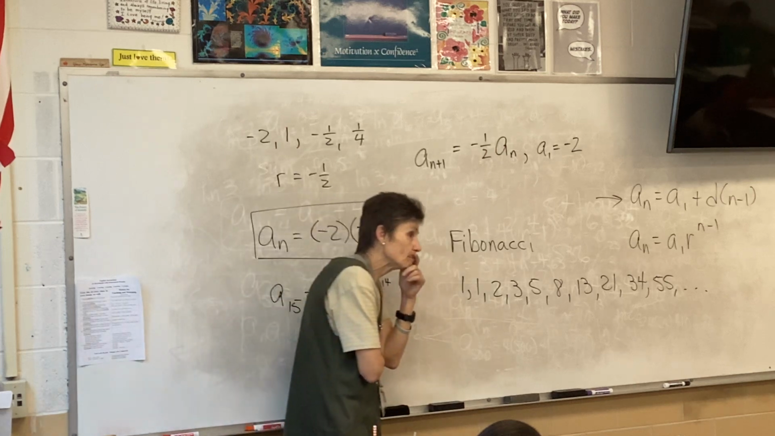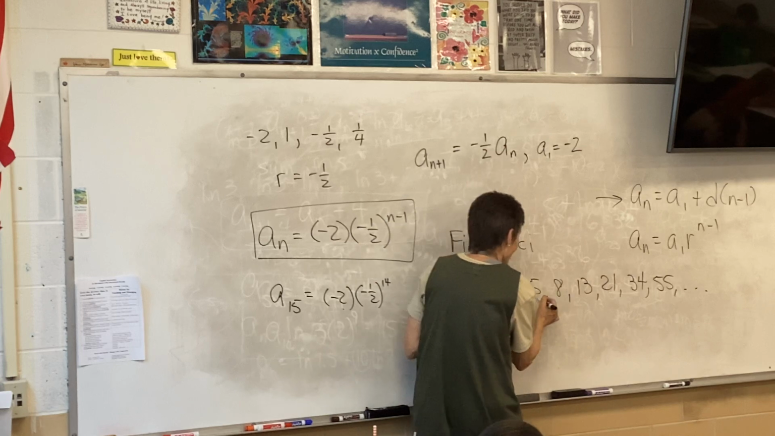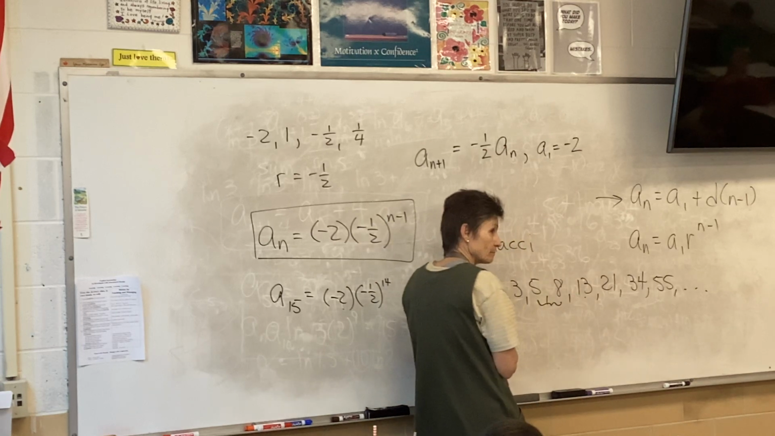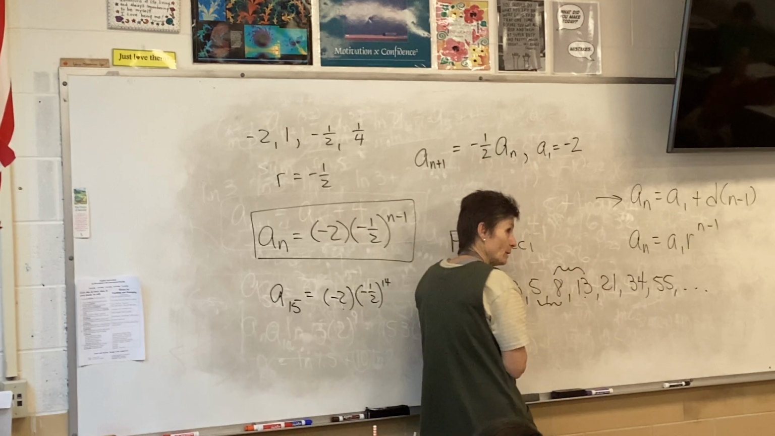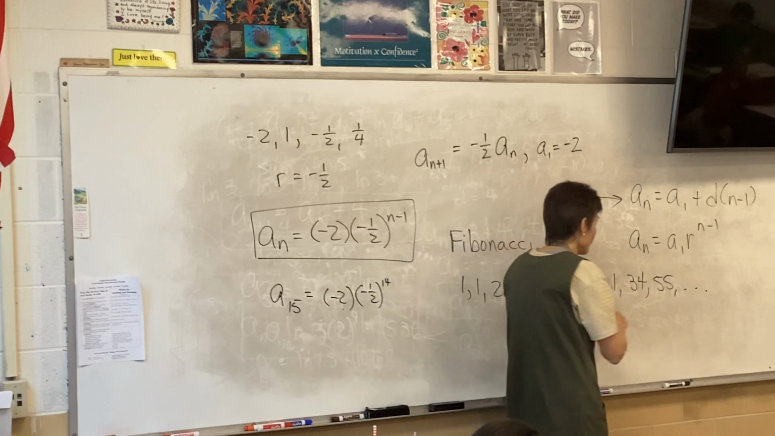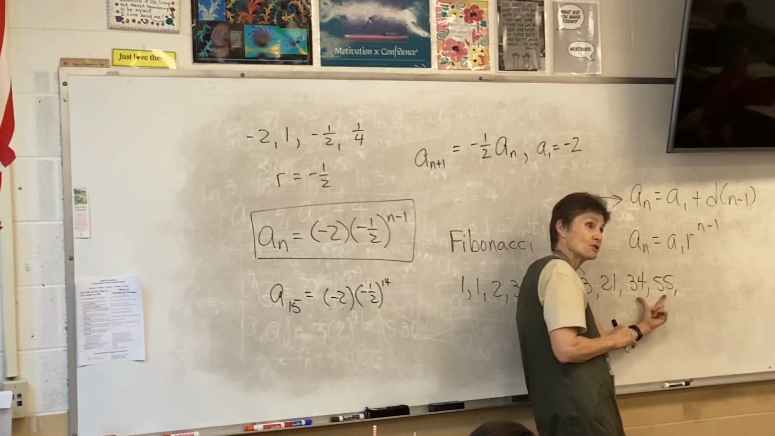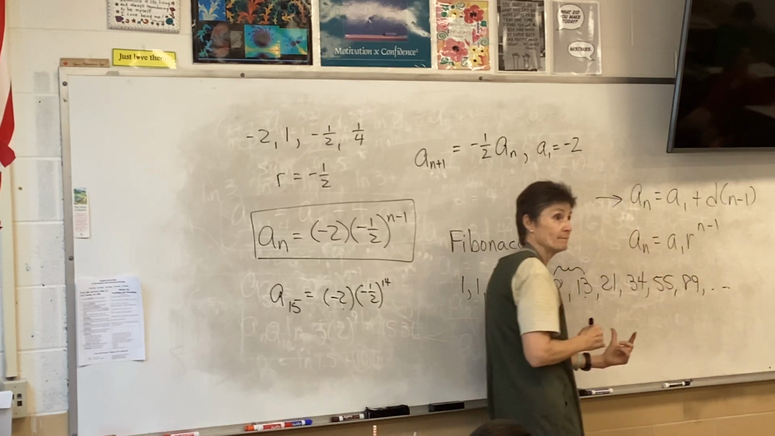What'd you say? Go back one and add it to the next. So Peter says that if you add these two together, you get that one? Yeah. And if you add these two together, you get that one. So in order to get the next term in this list, I would add these two. So the next term in the list is 89 and so on.